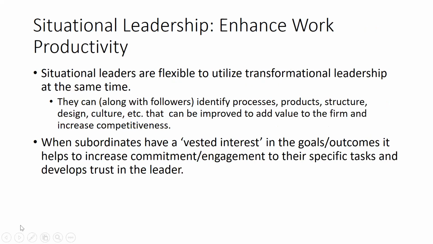Okay. So how do we look at enhancing work productivity? Remember, we're looking at both sides of the equation here. All right. Situational leaders themselves are flexible, and they can utilize transformational leadership at the same time. We'll talk about transformational leadership a little bit later. Transformational is organizational shifting. We'll get to it here in a little bit. They can, and here's what's important, along with the followers, it's a collaborative outcome.